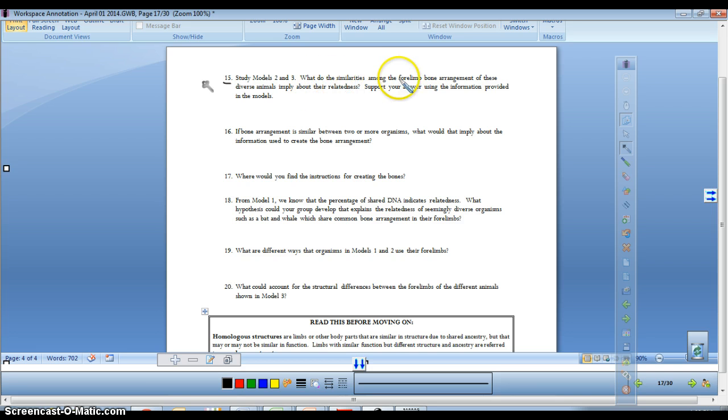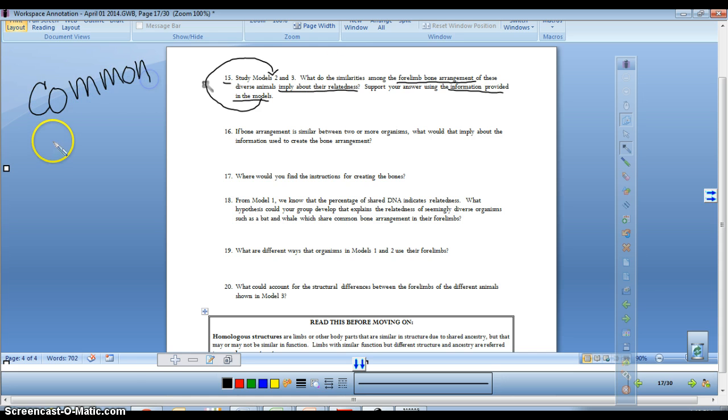So, if we move on, 15, study models 2 and 3, just look at them. What do the similarities among the forelimb bone arrangement of these diverse animals imply about the relationship? What does this imply about the relationship? Support your answer using information provided in the models. What models? Models 2 and 3, which are right above. Remember, everybody, please remember, common ancestry. So write down your answer for that.